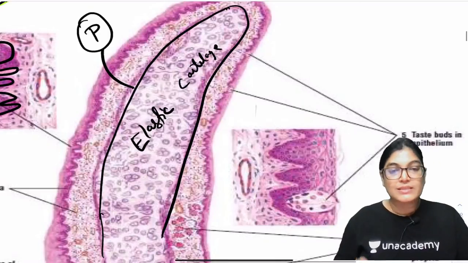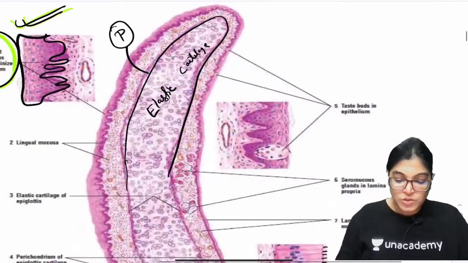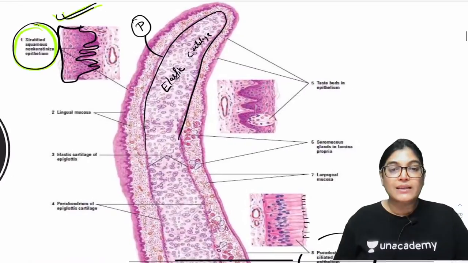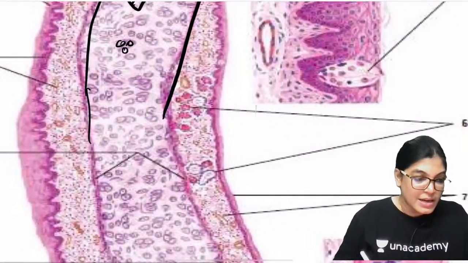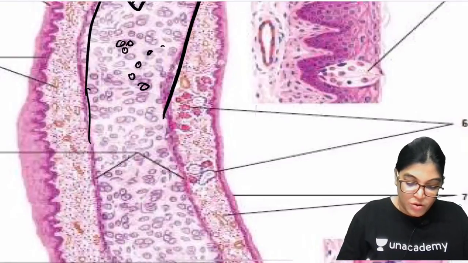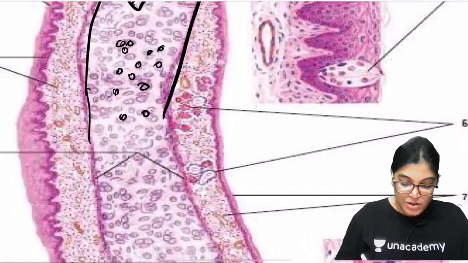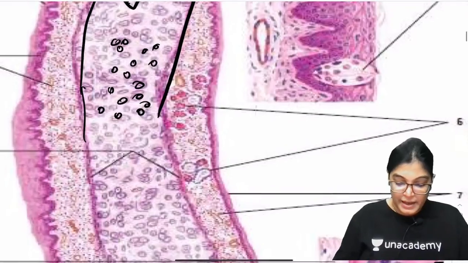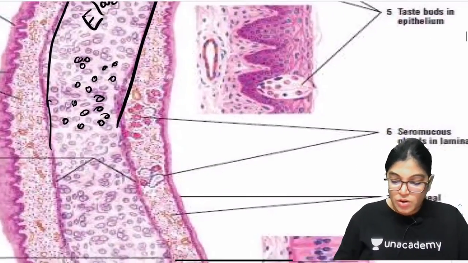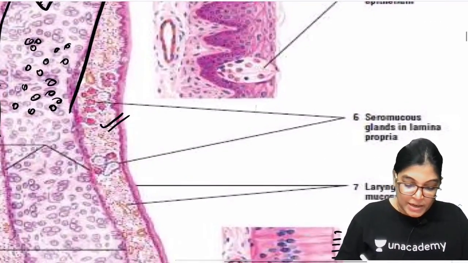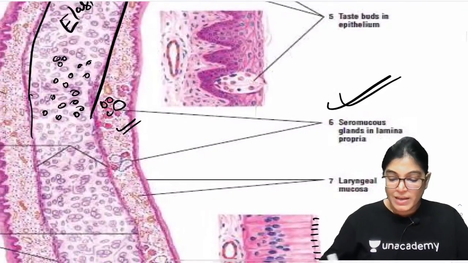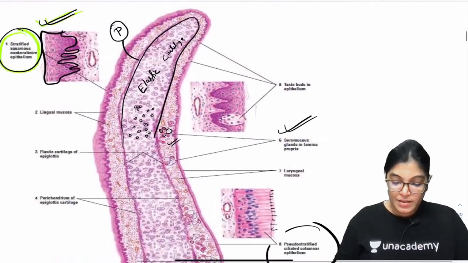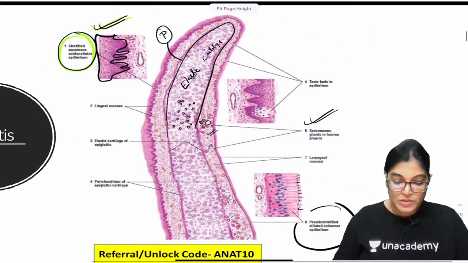Elastic cartilage has perichondrium and many elastic fibers, and it has many chondrocytes. All these are chondrocytes, so the whole slide is stuffed with chondrocytes. Also, in the lamina propria, seromucous glands are lying. All these features are the features of the epiglottis.